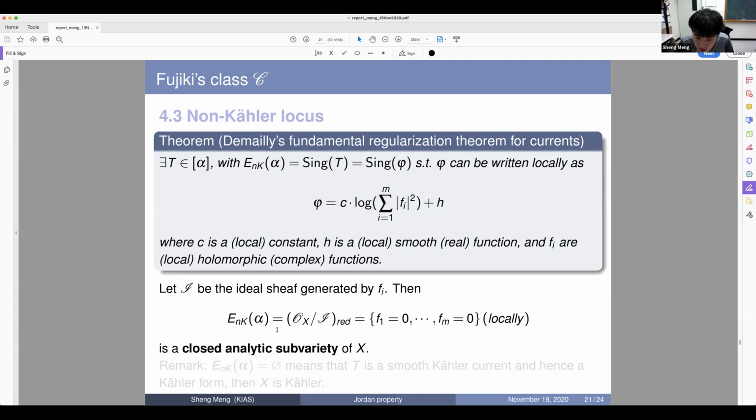But they are related somehow. Yeah, they are analytic. Because it is defined by several holomorphic functions, it is a closed analytic subvariety.